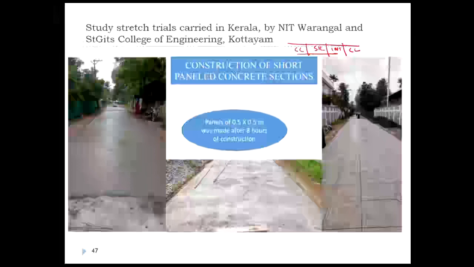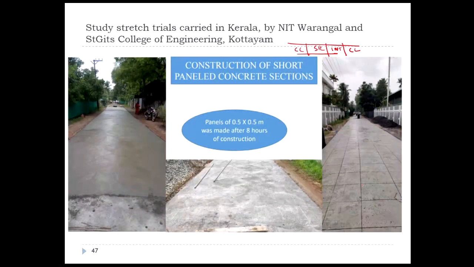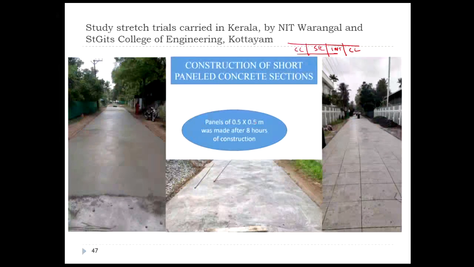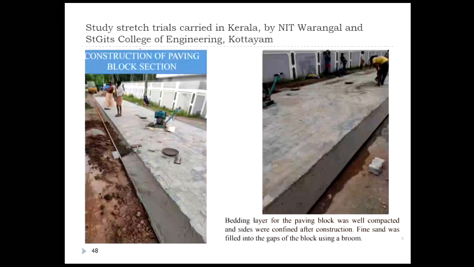Okay, so this was the conventional one. This was a short panel concrete pavement. You can see the panels we made had a dimension of 0.5 meters by 0.5 meters. And this is the test section with interlocking block pavements. You can see the edge restraint here, although this is not the right practice; you should actually have your edge restraint initially, before construction.